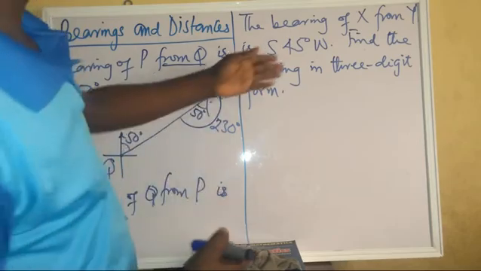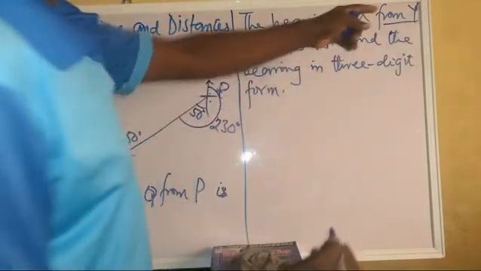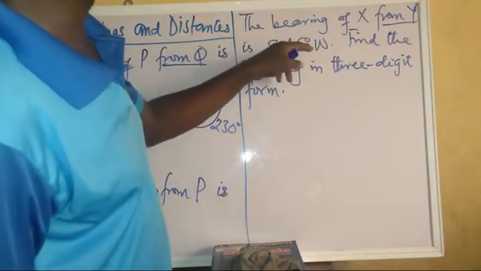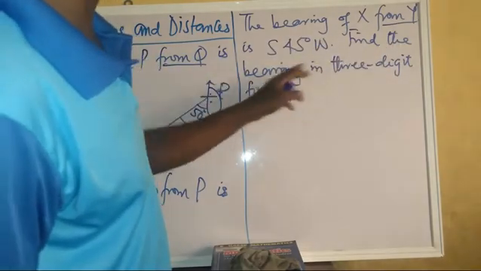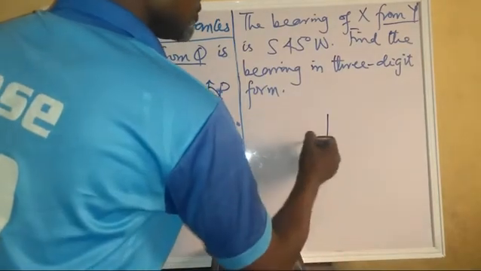Thank you. The bearing of x from y, that means our starting point in this case is y, is south 45 degrees west. Find the bearing in 3-digit form. Let us draw it.